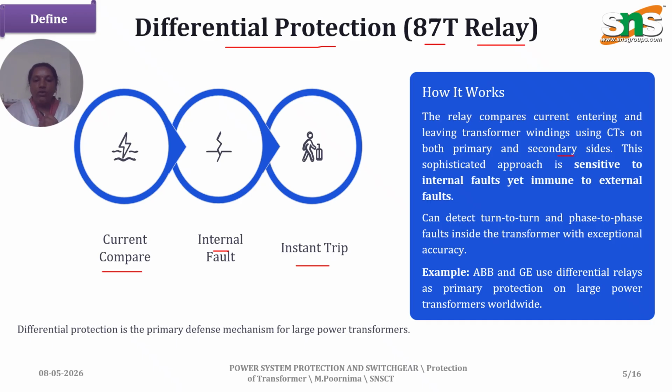It compares the current of incoming and outgoing, and this sophisticated approach is sensitive to internal faults and immune to external faults, as it can detect turn-to-turn and phase-to-phase faults inside the transformer with exceptional accuracy. So what happens is it compares both the primary and secondary side current for internal faults.